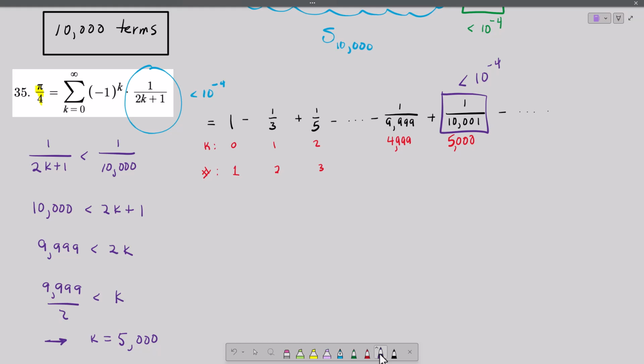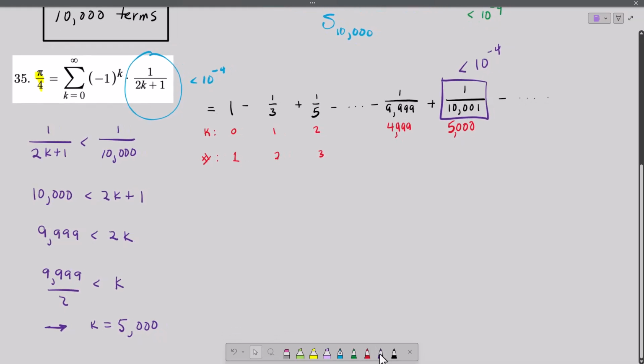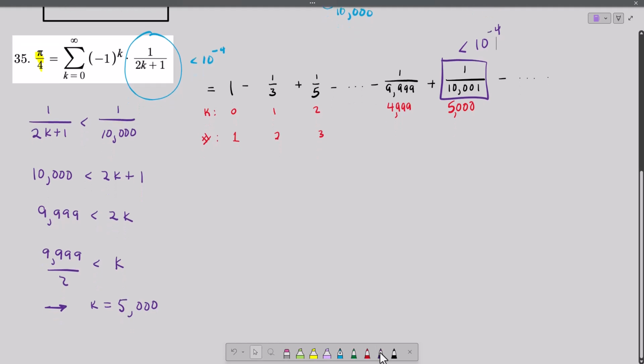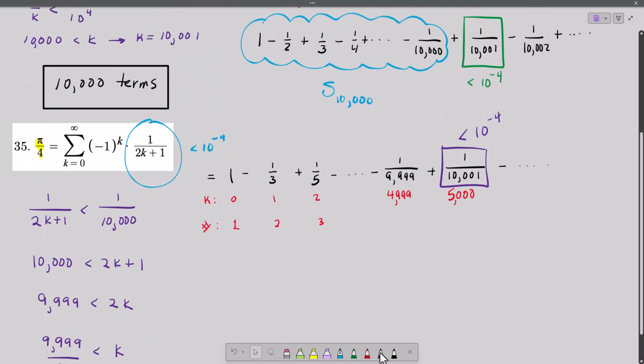We get to there, that's finally less than 10 to the negative 4, we add everything up in front of it. So we want to add these.